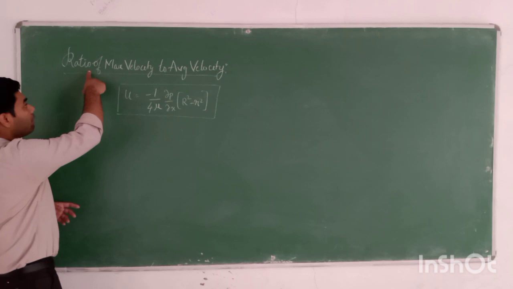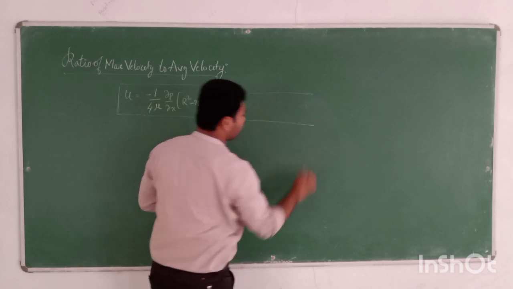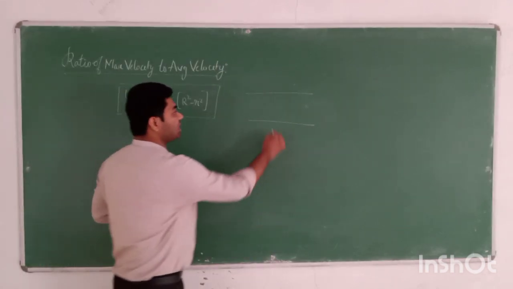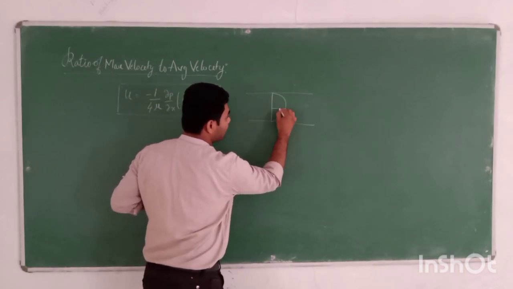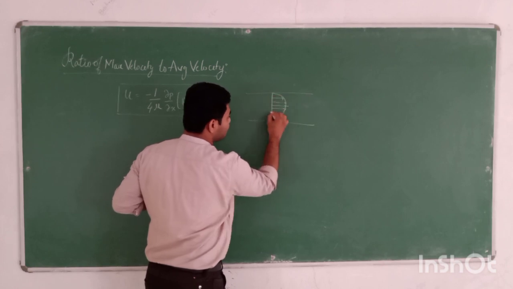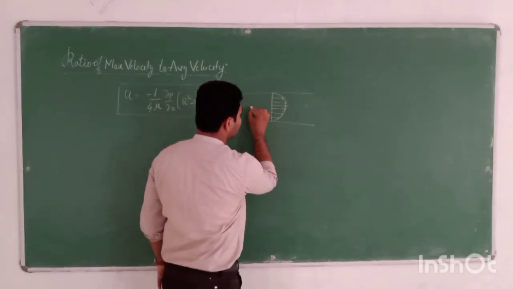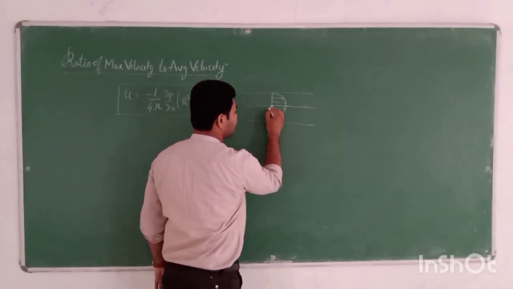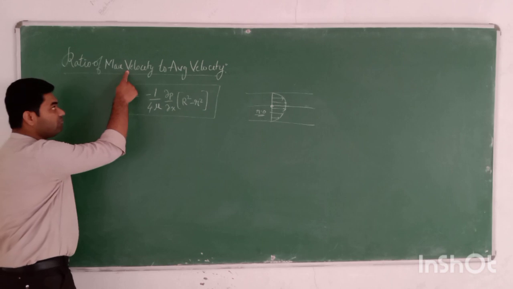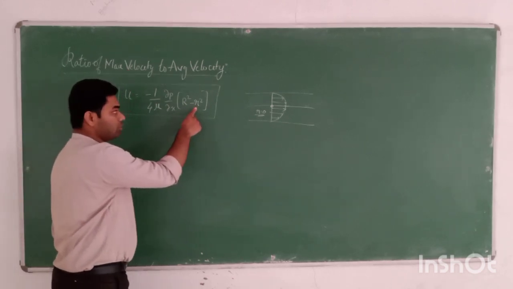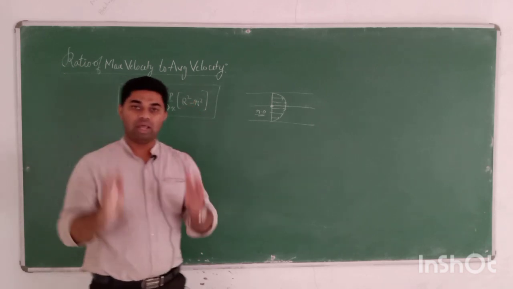So now we need the maximum velocity. If you recall the session of your previous class, we have derived the velocity profile in a laminar flow, which is parabolic, maximum at the center and decreasing as we move towards the wall. So where is the maximum velocity? Maximum velocity will be at the center. At the center, small r is equal to 0. So to get the maximum velocity, we substitute small r as 0.